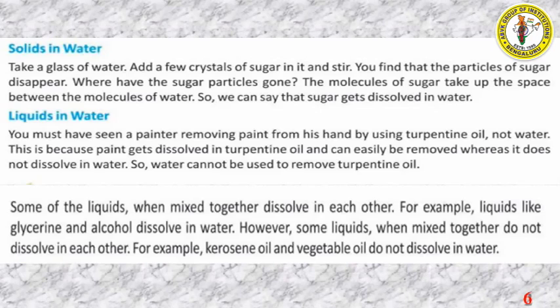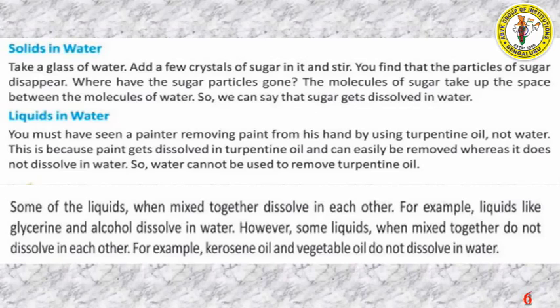So paint can easily be removed with turpentine oil, whereas it does not dissolve in water. If you wash it with water, it won't wash out, because the paint will not mix with water. It is dissolved in turpentine oil. So if you wash the hands with turpentine oil, the paints get removed. The water cannot be used to remove the paint.